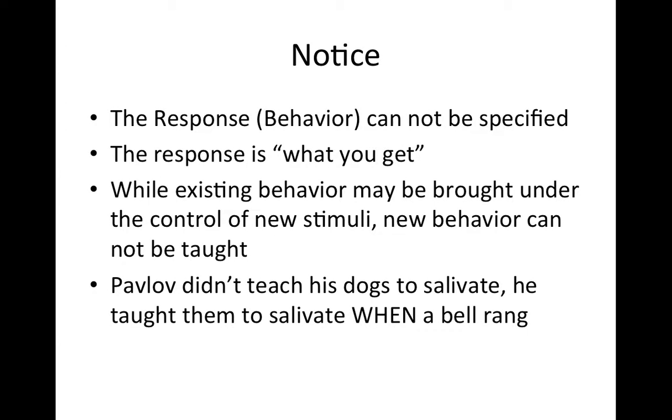Now notice the response in this arrangement, the behaviors, if you're looking at the behavior, cannot be specified. The response, the unconditional and the conditional response, are what you get. You get what you get. If you elicit a response, the response is what you get. You can't specify what response you want. So, while existing behavior may be brought under the control of new stimuli, new behavior cannot be taught.